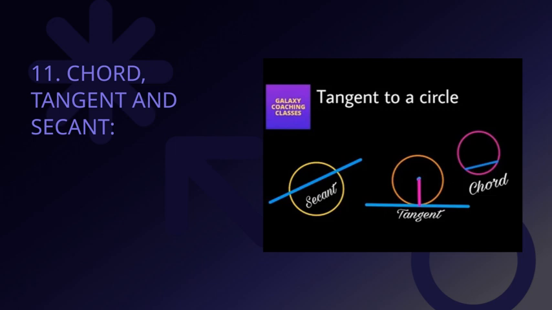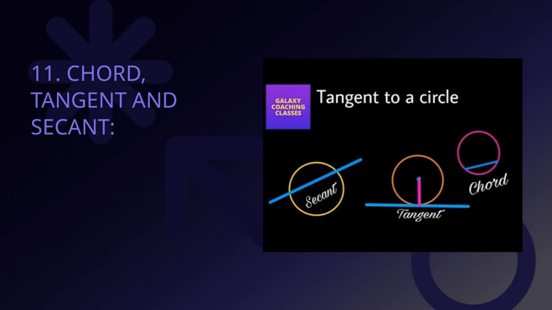A chord is simply a line segment that connects 2 points on the circle's circumference. It divides the circle into 2 parts and is crucial in many geometric properties. Next, we have the tangent. A tangent touches the circle at exactly 1 point, which we call the point of tangency. It's unique because it only intersects the circle at this single point, and the line is perpendicular to the radius at that point. This perpendicularity is key to many proofs and properties involving circles.